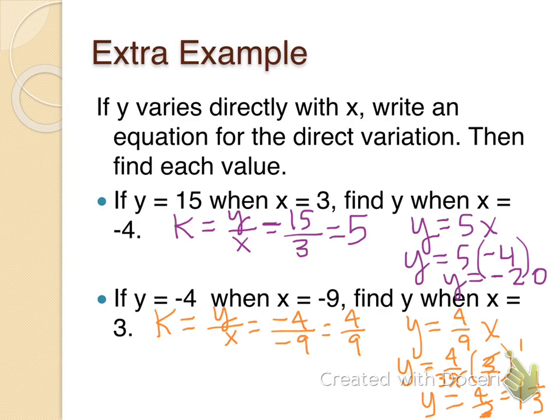Now, over the past few days, I've told you not to change improper fractions to mixed numbers. But in this case, when we're solving for x or y using direct variation, you do want to change that to a mixed number. Now leave k as a fraction. We want to leave it as a fraction, but you can change y to a mixed number. So 1 1/3 would be the best answer there.